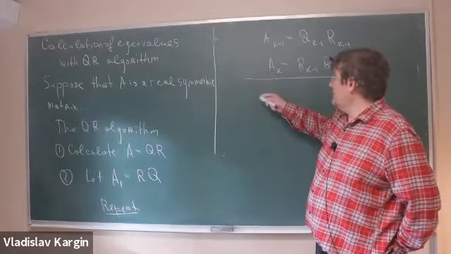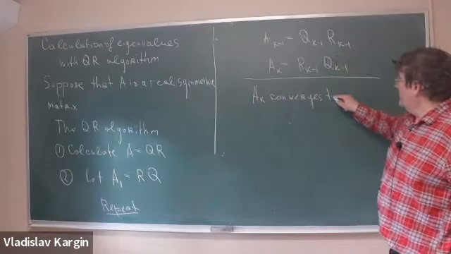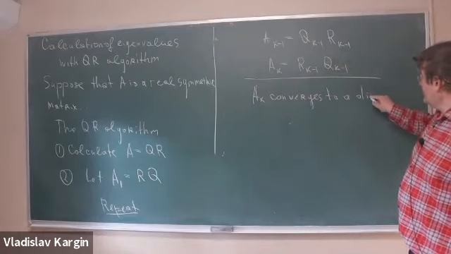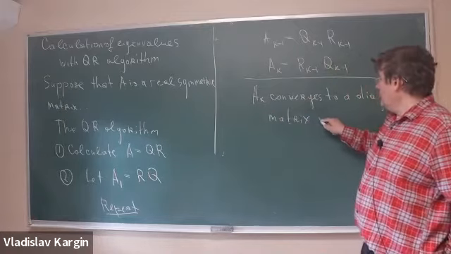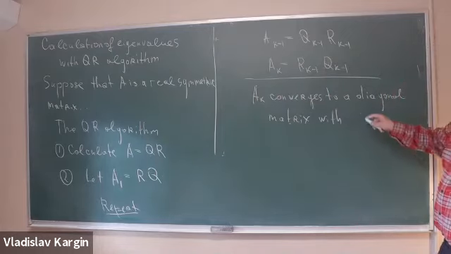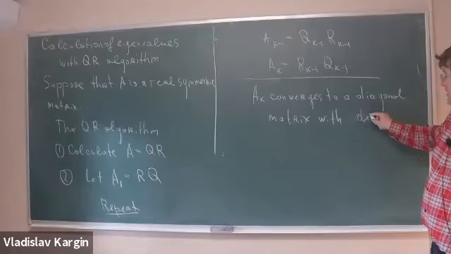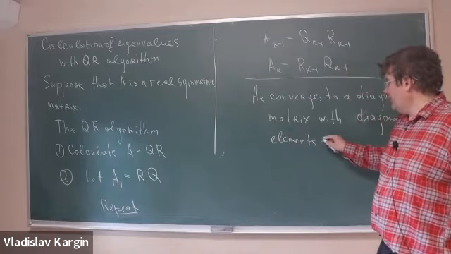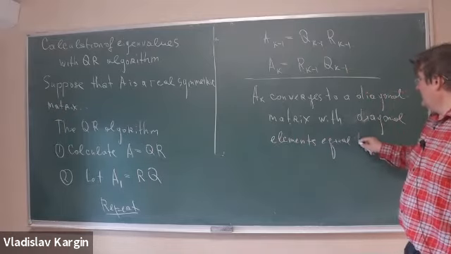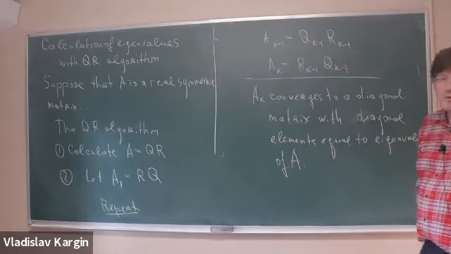So the statement is that Ak converges to a diagonal matrix with diagonal elements equal to the eigenvalues of A. Yeah, so that's it.